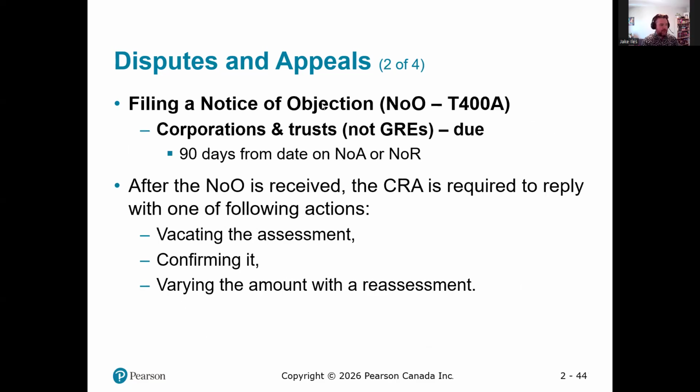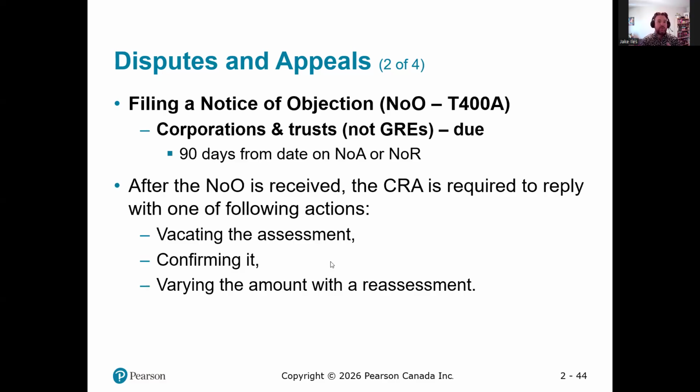Filing a notice of objection for corporations and trusts is also 90 days, but we're not going to focus too much on corporations and trusts for the process. So after the notice of objection is received, the CRA is required to reply with one of the following actions. This will be a formal reply: vacating the assessment, confirming it, or varying the amount of the reassessment. Vacating the assessment means we were wrong: you've provided some additional information, you're correct, we've vacated the assessment, so we're now going back to what you filed.